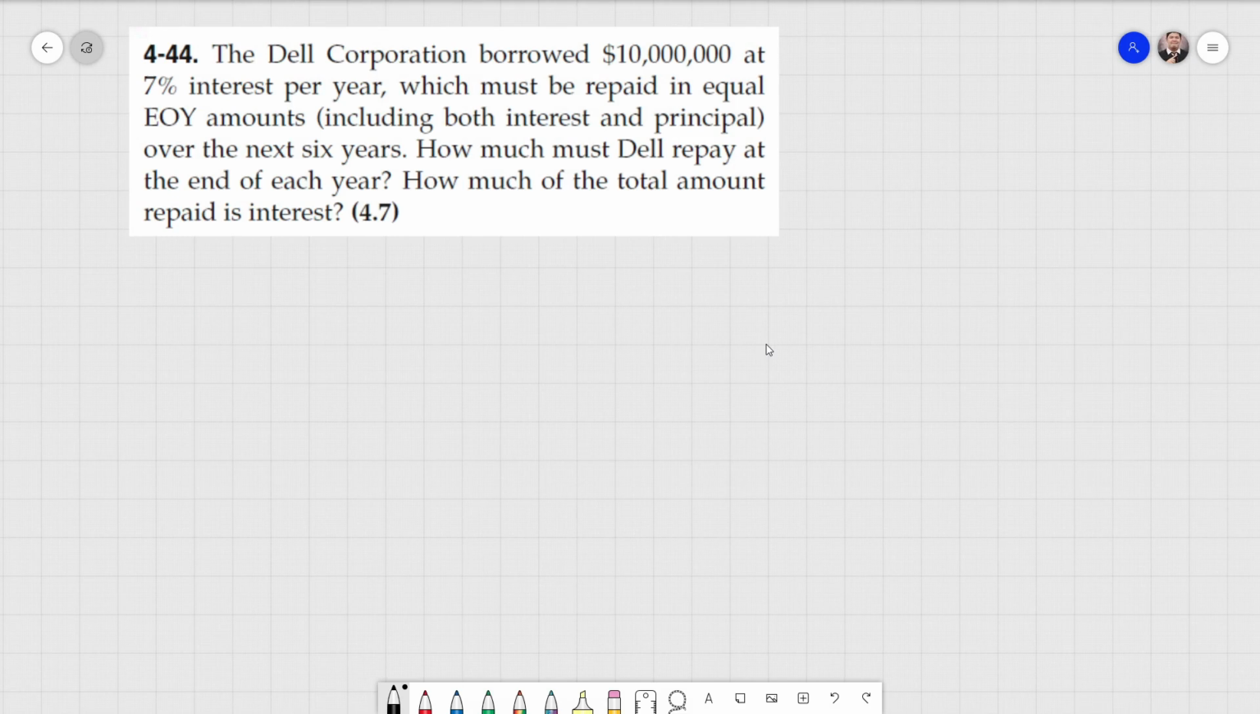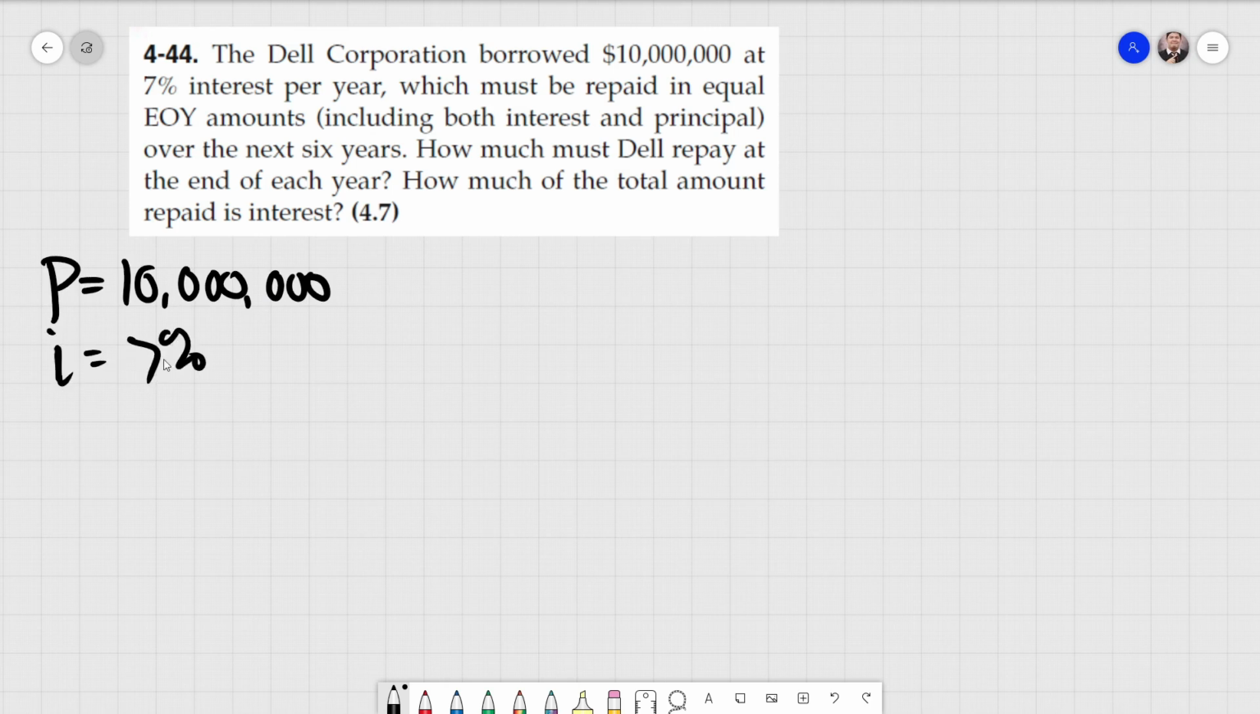Okay, so we have another problem here. So, i-apply natin ulit yung mga na-derive nating equation earlier. You can pause again the video and read and understand the problem. So, okay. The present value here is 10 million US dollars. Okay. So, at ang interest niya ay 7% per year. So, sabi dito, this borrowed amount must be repaid in equal end-of-year amounts.